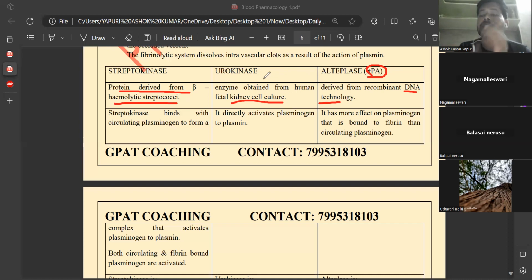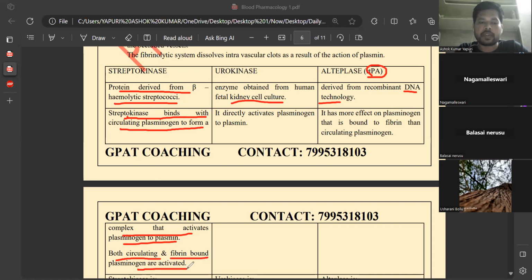So here all these drugs convert plasminogen to plasmin. When plasmin is produced, that plasmin causes degradation of fibrin meshwork as well as degradation of thrombus formation. And regarding streptokinase, streptokinase binds with the circulating plasminogen to form a complex that activates plasminogen to plasmin. And the streptokinase binds to both the circulating and fibrin bound plasminogen, which are activated.